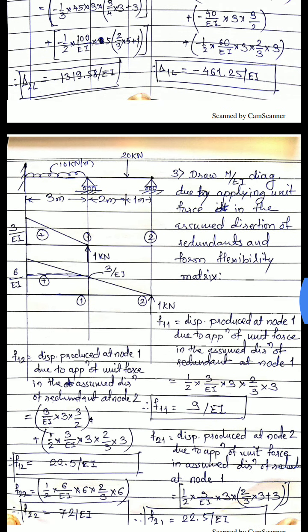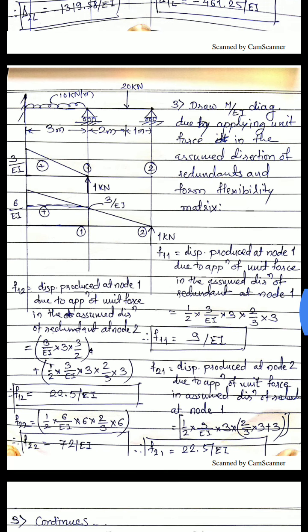So here, in the first diagram, F11 is nothing but half into base into height, which is your triangle, half into 3 by EI into 3, into your central distance from node 1 only, that means 2/3 of 3. That will give you the F11 value, which comes out to be 9 by EI.